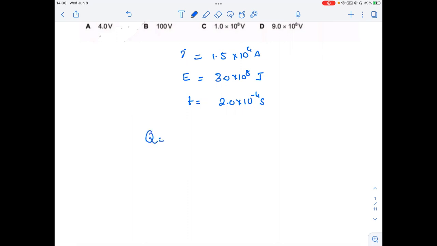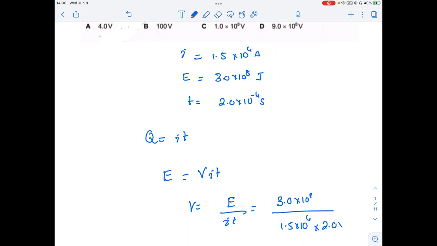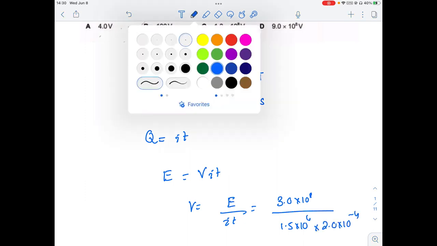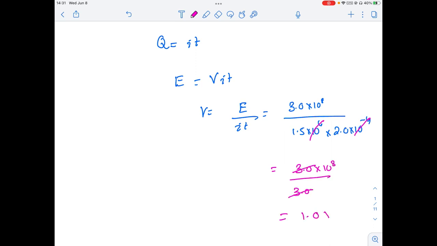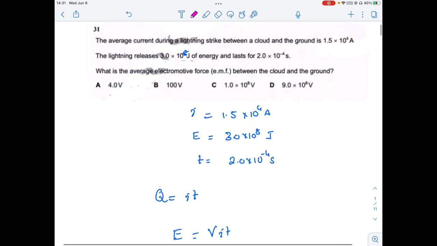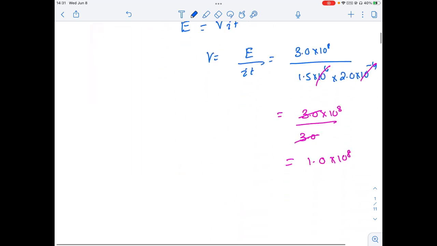So we know that Q equals IT, but energy equals nothing but what? VIT. So we want V equals energy upon IT. So energy is 3.0 times 10 to the power of 8 divided by I, which is 1.5 times 10 to the power of 4, and time is 2.0 times 10 to the power of negative 4. 10 power minus 4 and 10 power minus 4 cancel. It becomes 3.0 times 10 power 8 upon 3.0. So 3.0 and 3.0 cancel, giving 1.0 times 10 power 8. Which is that option? Option C is going to be the answer for question number 31.